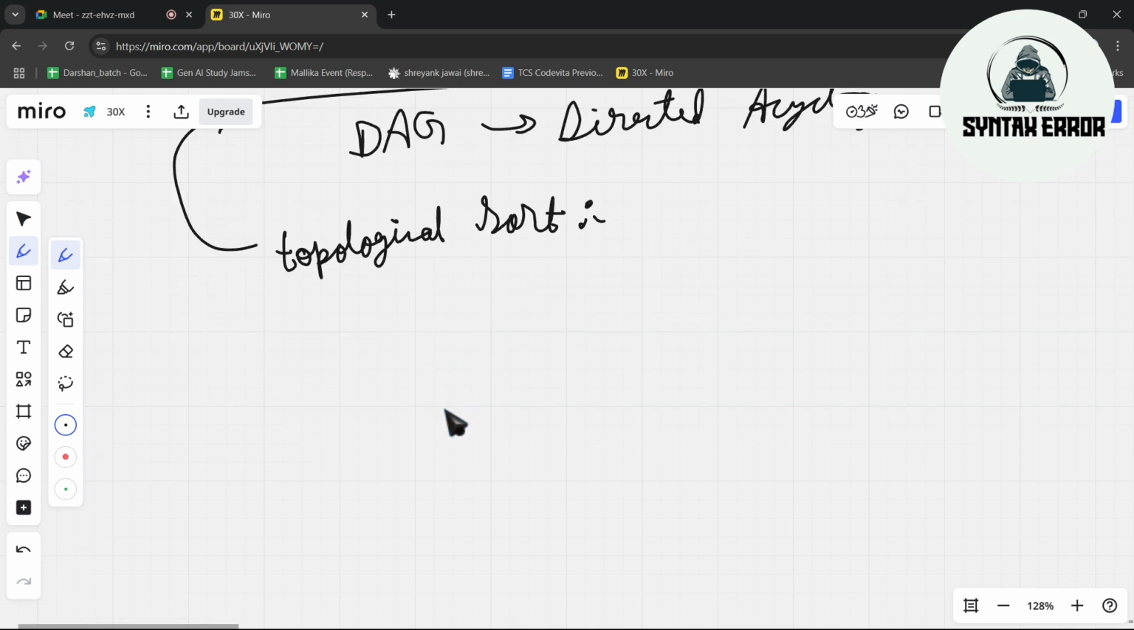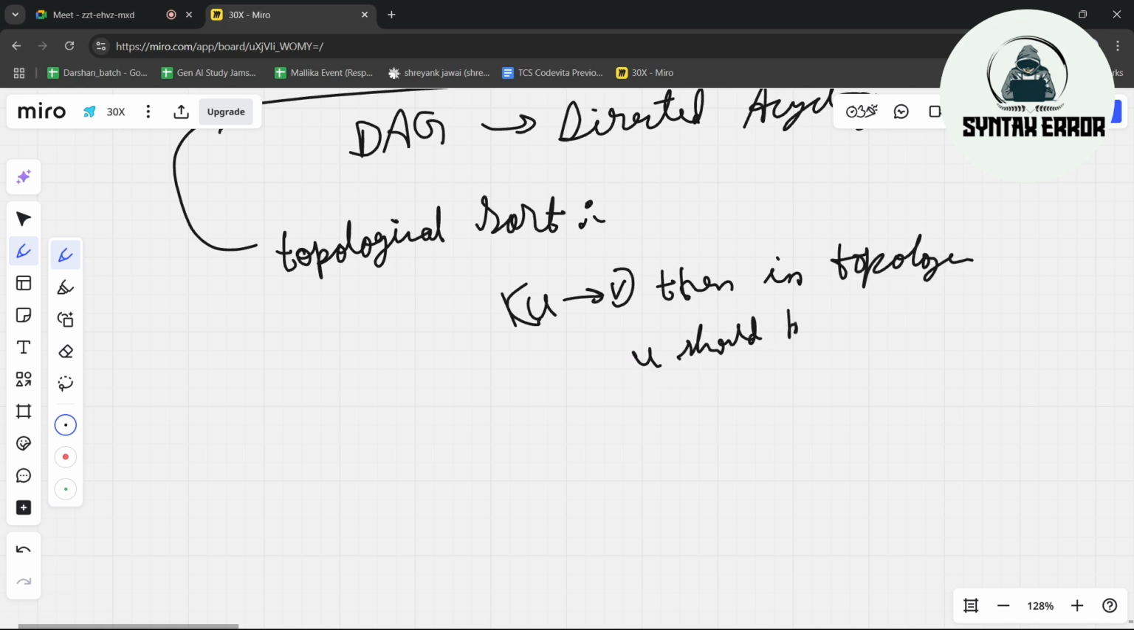What does it mean? Basically, what it states is, if we have a graph wherein U is connected to V, again U is connected to V, then in topological sort, U should always be behind V. I know no one understood this one.